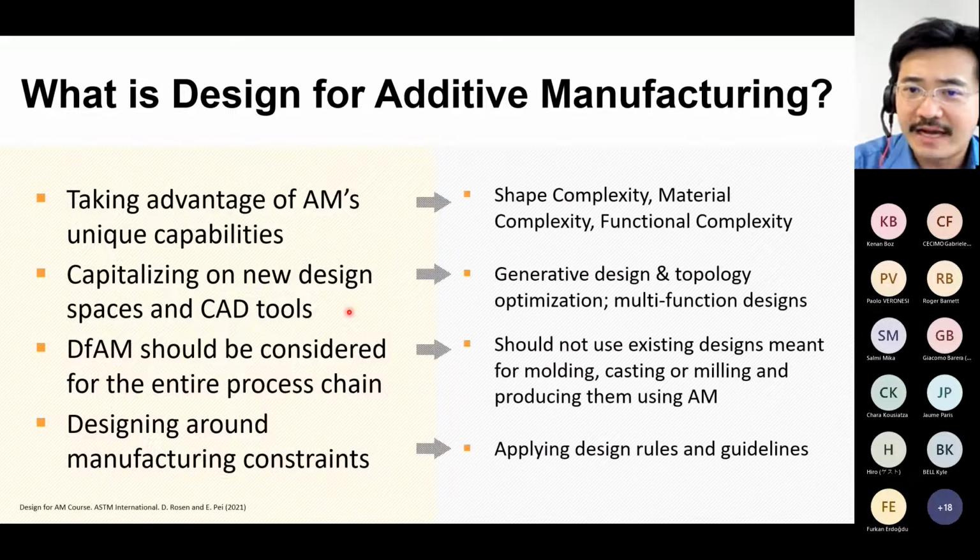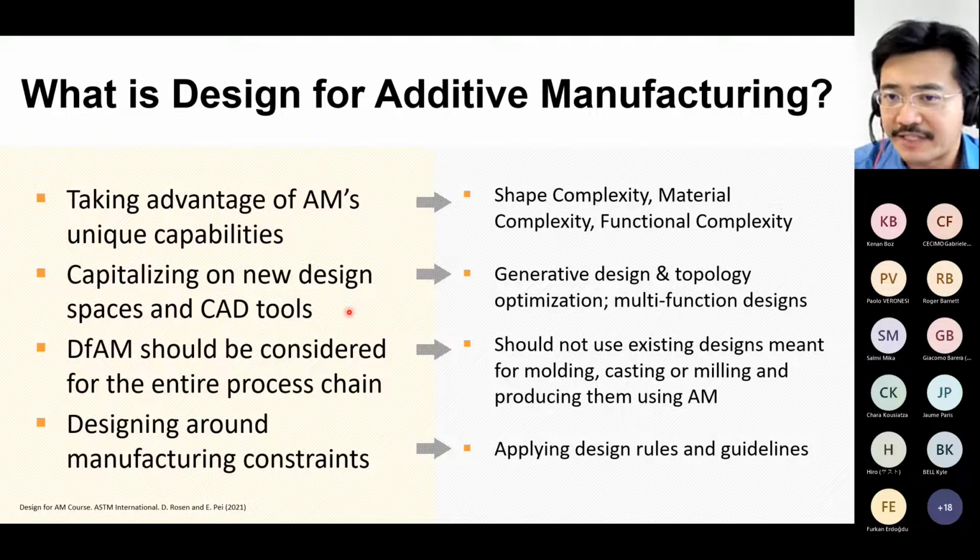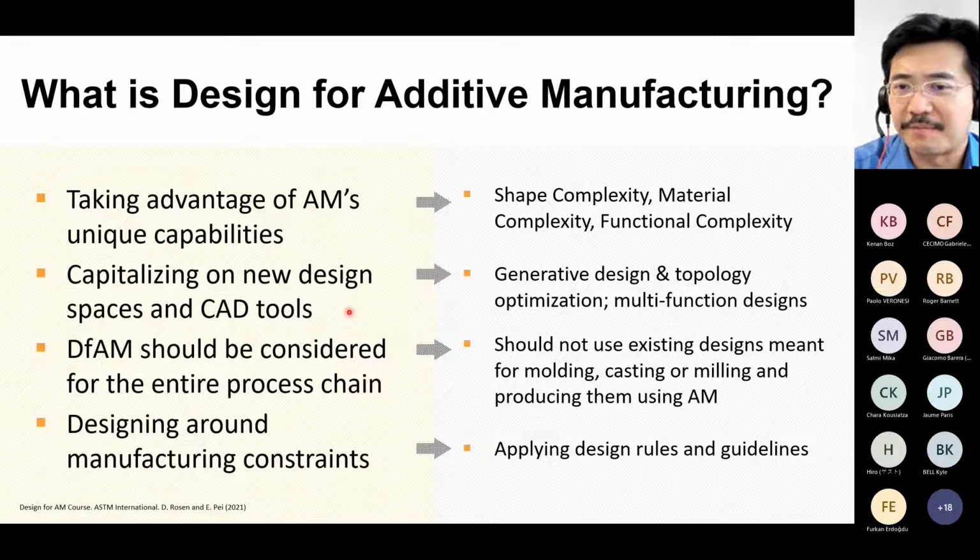So here, design for additive manufacturing to me would be using that to enable shape complexity. You can also use design for AM for functional parts, generative designs, multifunction designs, and we should also not use AM to replace existing manufacturing production methods, but sometimes it could be complementary. Sometimes it could also be used for very unique use cases, for example, for medical devices, or for aerospace parts, and also applying design rules and guidelines.